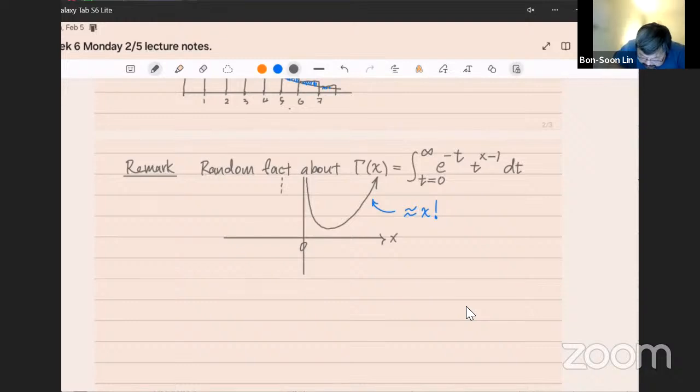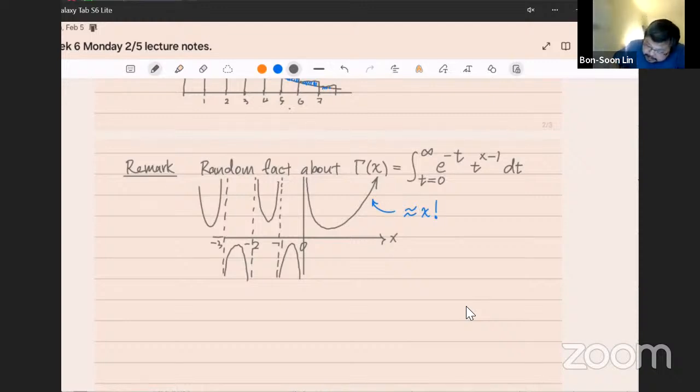It has a vertical asymptote at 0. And in fact, it has a bunch more vertical asymptotes at the negative numbers, and it alternates in sign. So for example, the first piece is going to be negative, and then it's going to be positive, and then negative and positive, like that. It alternates like that. So this is the graph of gamma, and it looks very bizarre.